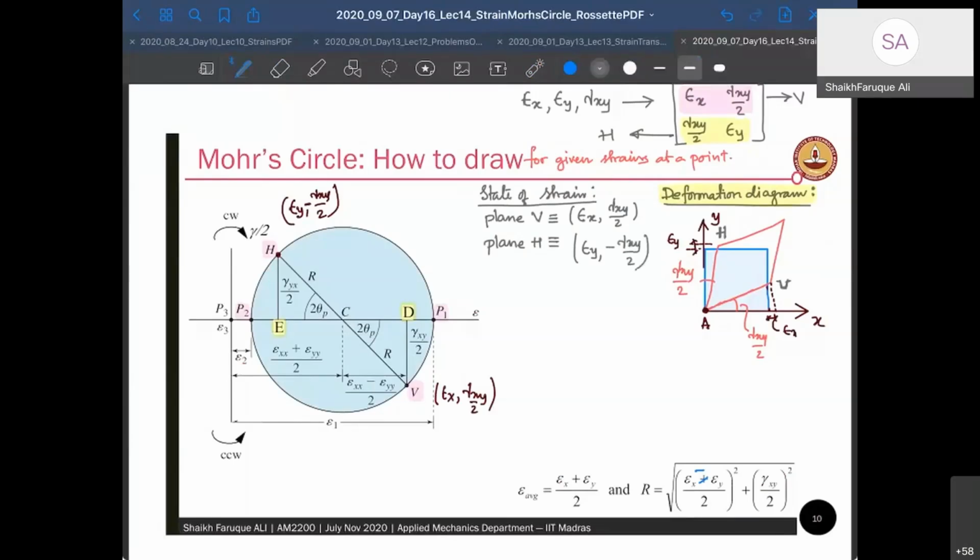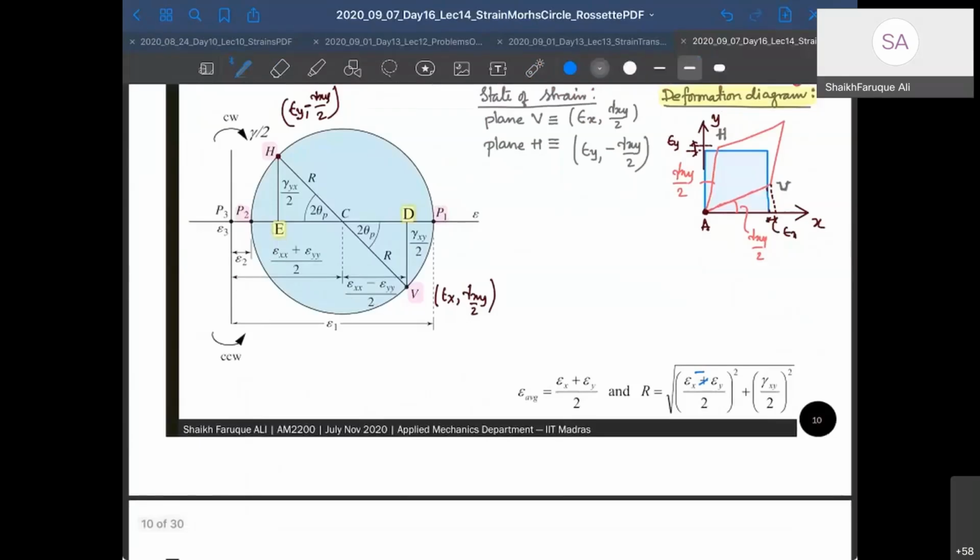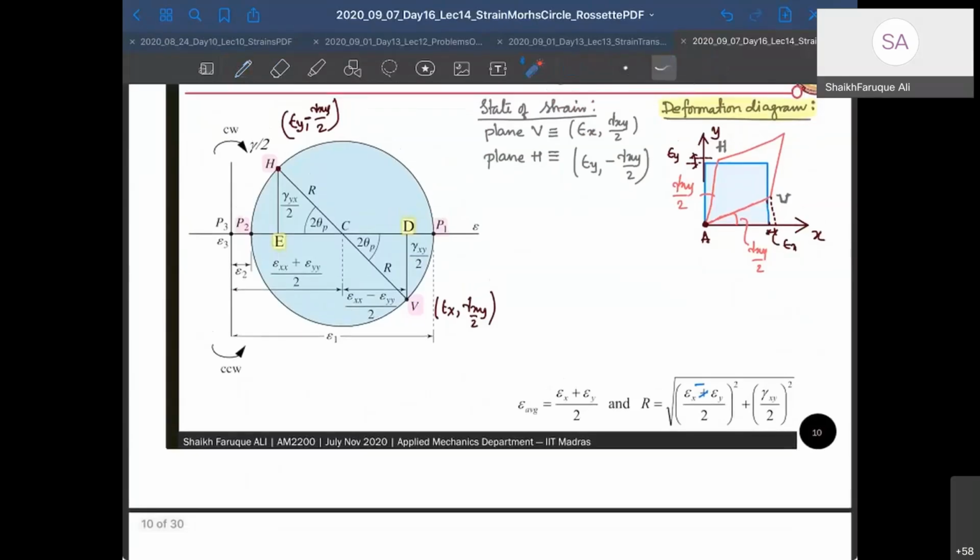Okay, now let's draw the Mohr circle here. Since both epsilon x and epsilon y are positive, I have to draw a bigger positive axis here. So this is my positive normal strain axis, and this is my positive shear strain axis. Now let us look at the points. Let us first plot point V, plane V. Plane V has coordinates epsilon x and gamma xy positive. So both are positive, so it's going to be this plane, right?